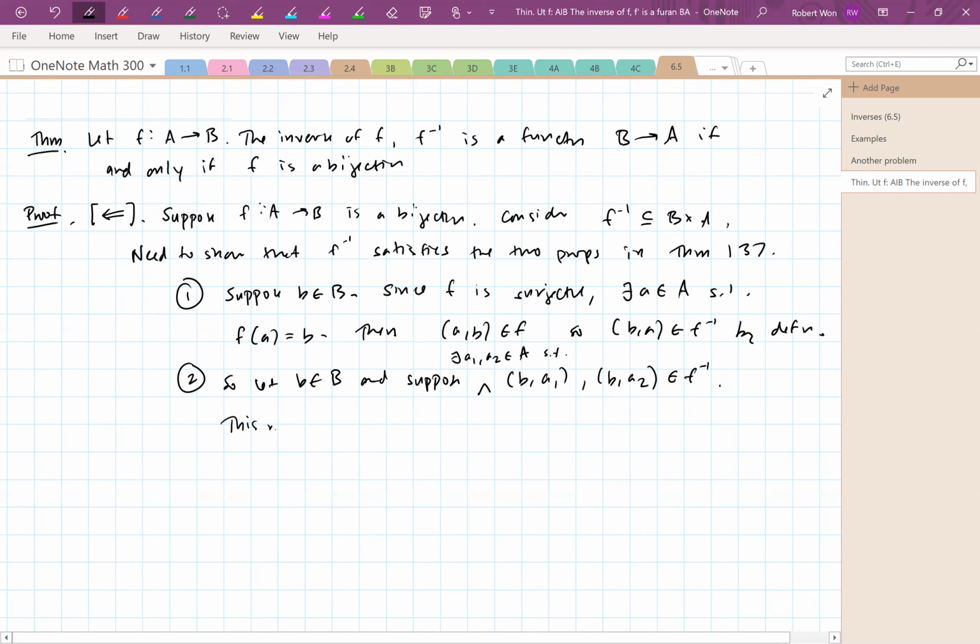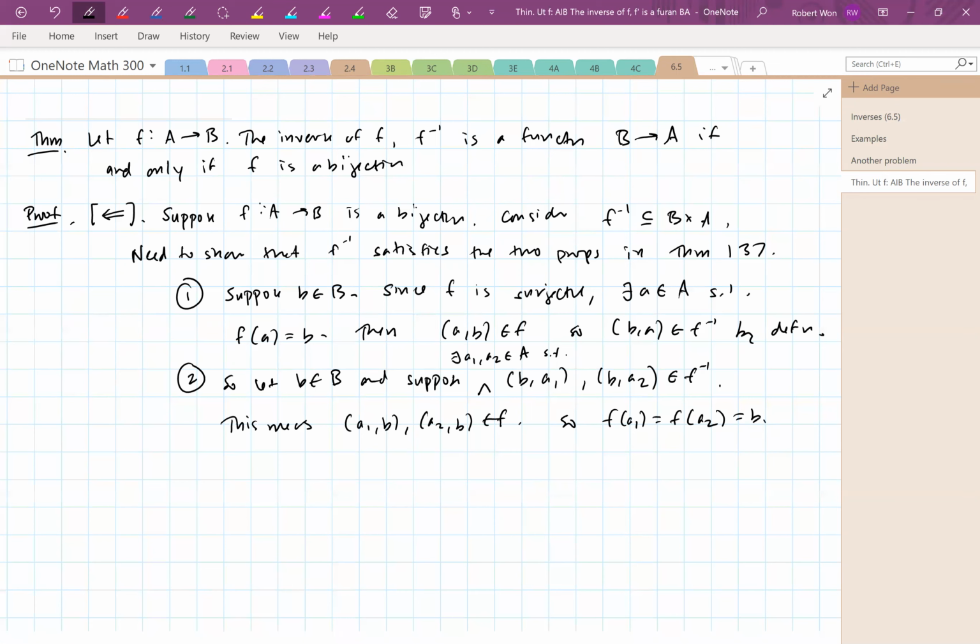Okay, this means that a1 comma b and a2 comma b are both in f. So f of a1 equals f of a2 equals b. But now, since f is injective, since f maps a1 and a2 over to the same element b, it means that a1 and a2 must have been the same element to begin with. Since f is injective, this implies that a1 equals a2.